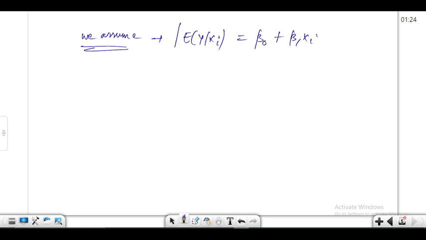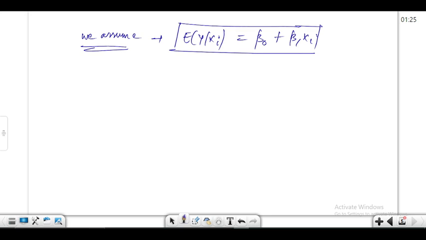How do we calculate this, or how do we get to know what this functional relationship is? Basically, we assume. Economics is a lot about assumptions. So we assume that the functional form may be that the expected y given xi is some constant beta naught plus beta 1 xi. This might be the sort of relationship that is followed between the expected value of y given xi and your xi, the dependent and the independent variable.